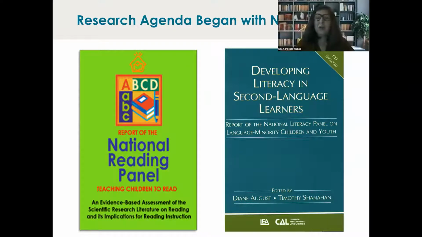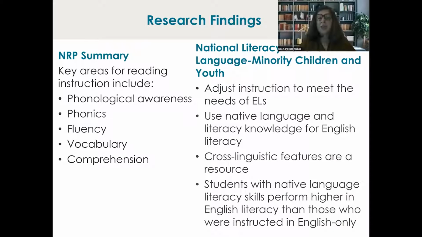Now, I'd like to demonstrate to you what is the same and what's different about these reports. Let's take a look. So remember I told you the National Reading Panel report talked about those key areas. And the next thing we had was the National Literacy Panel on Language Minority Children and Youth. What's the same? What's different? What was different was, you have to adjust instruction to meet the language and literacy needs of your students who are categorized as English learners. However, those 5 components, phonological awareness, phonics, fluency, vocabulary, and comprehension, those components of literacy are also essential for them.